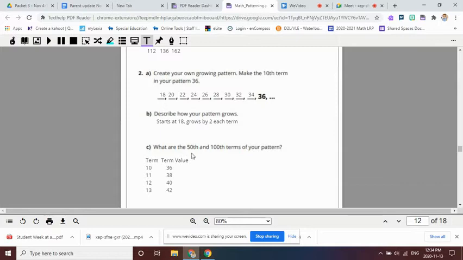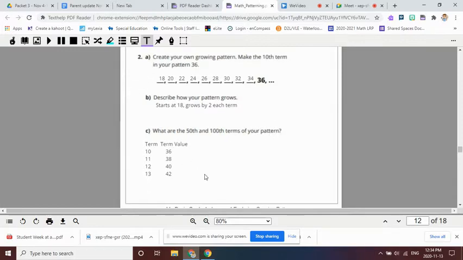So now it's asking you to predict some crazy far away terms. So what is the 50th term and the 100th term? And if you wanted to, you could use a term value chart and just extend it one at a time until you get all the way to 50 and 100, and then you could decide what your terms are. So here we go. The 10th term is 36, so the 11th term is 38 because we're growing by 2 each time. The 12th term is 40, the 13th term is 42.